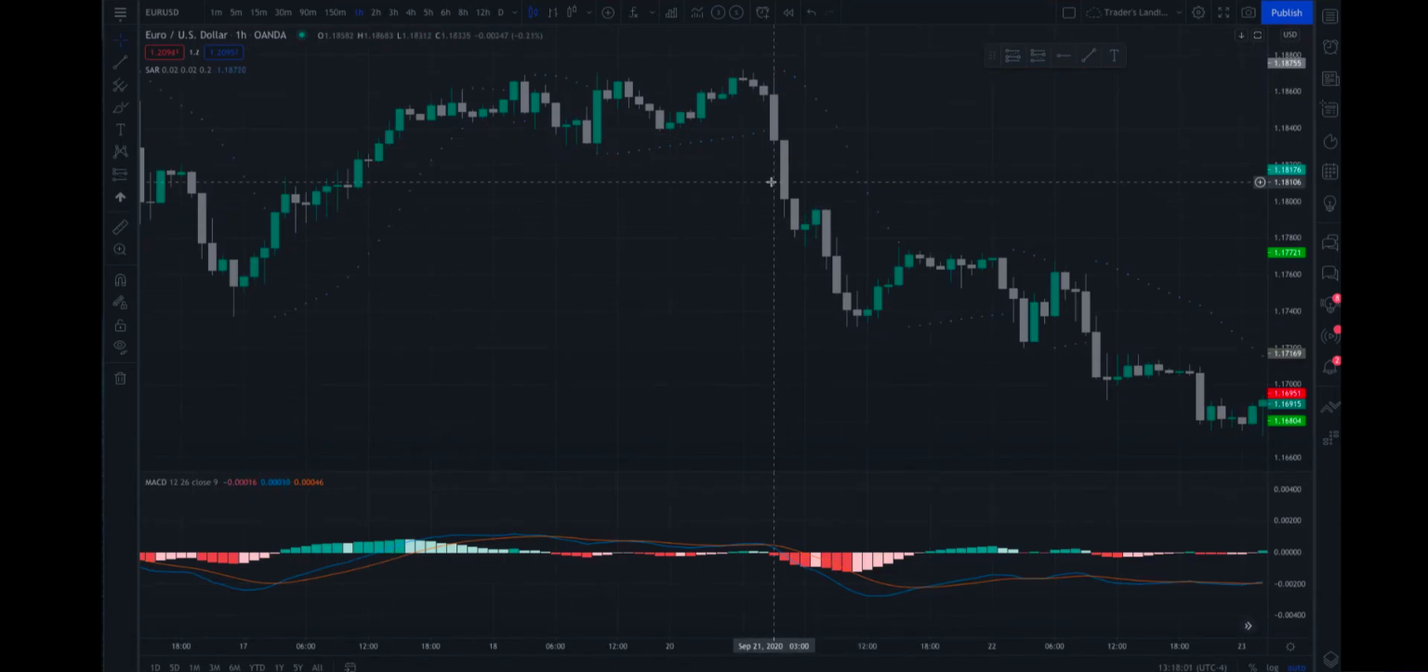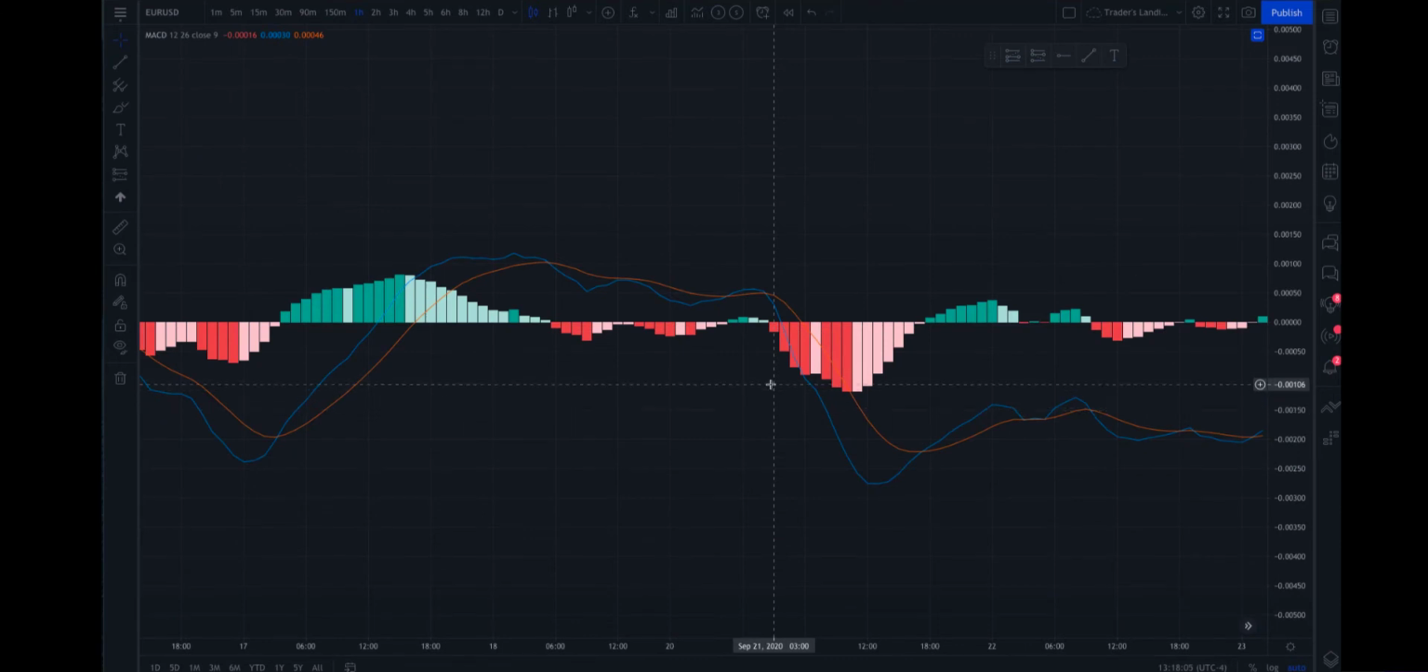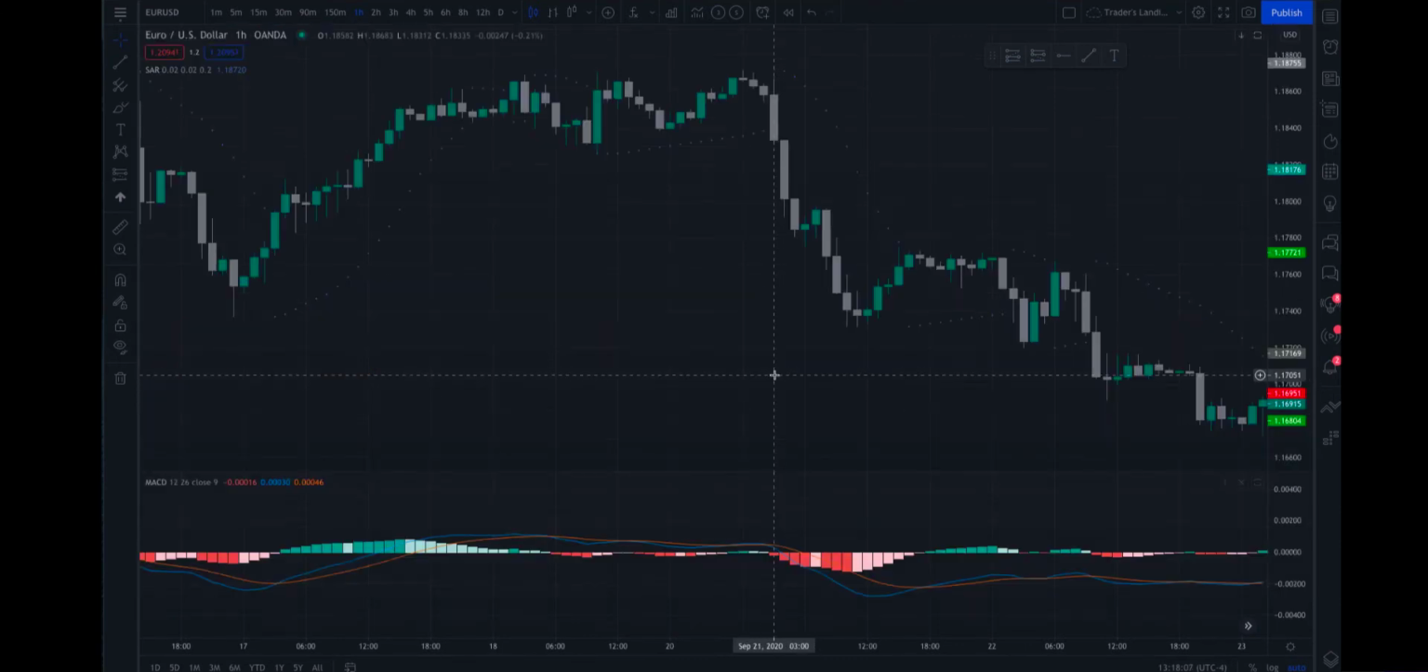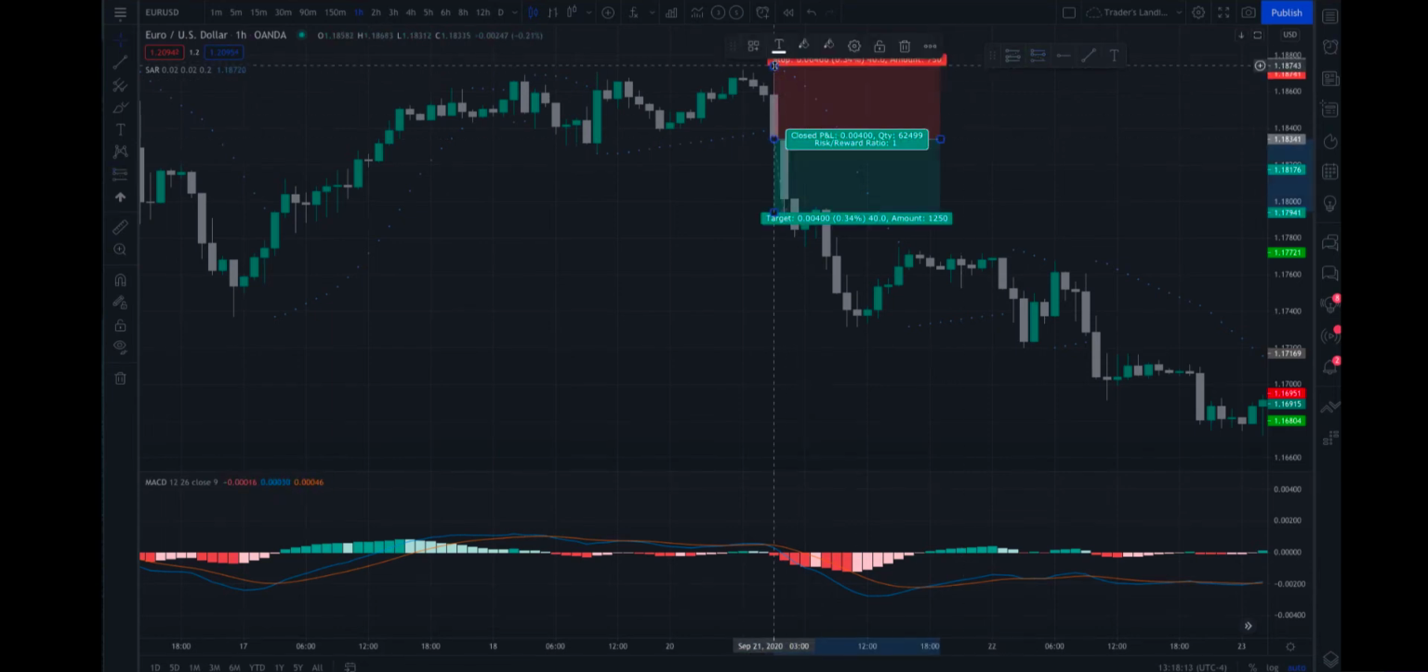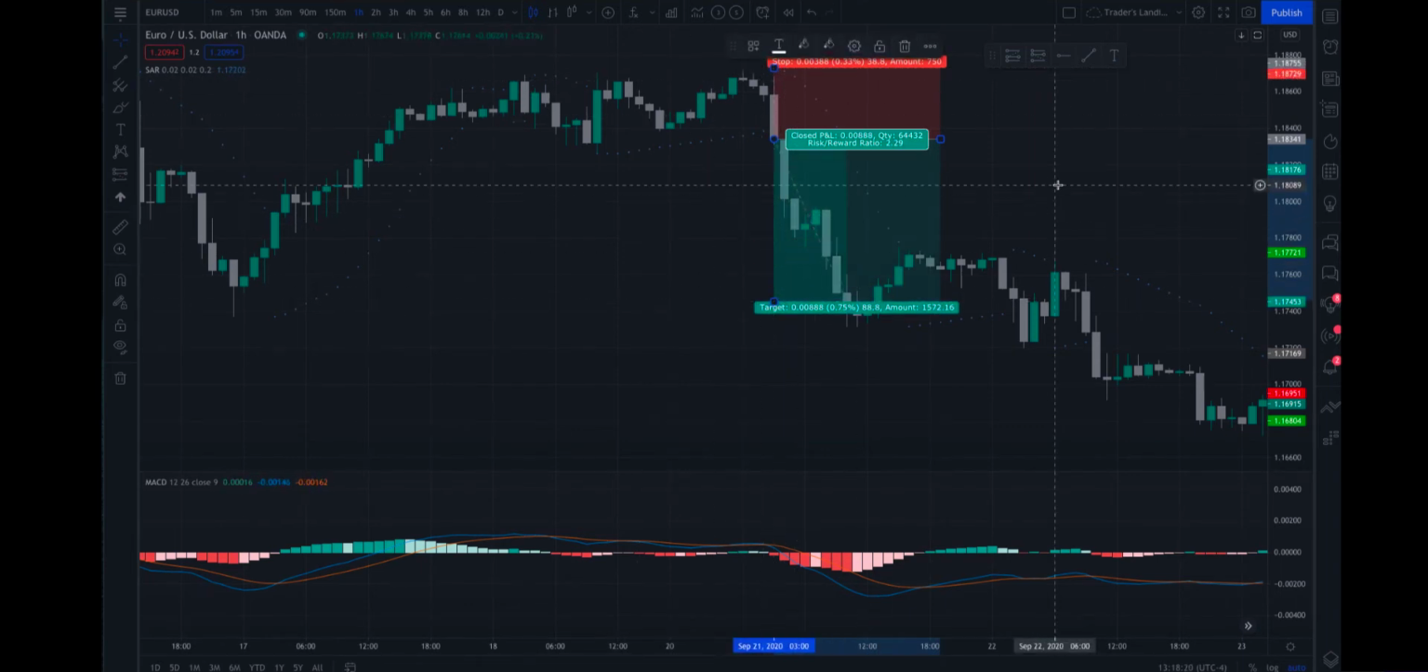Here is another short setup. Right here, the MACD crosses down. On this candle, we have a Parabolic SAR. So we're going to enter here, put our stop before the high, and target 2 to 1.